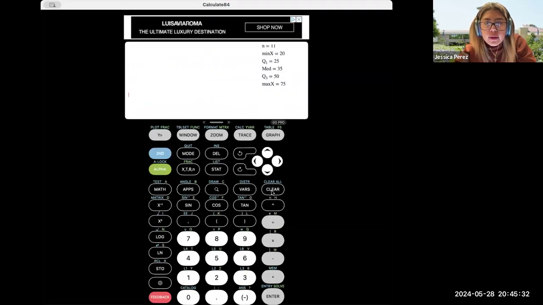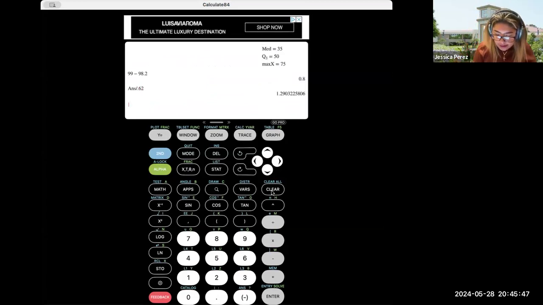So over here, I'm going to do 99 minus 98.2. I'm going to take that answer and divide it by 0.62. And that's going to give me a z-score of 1.29.